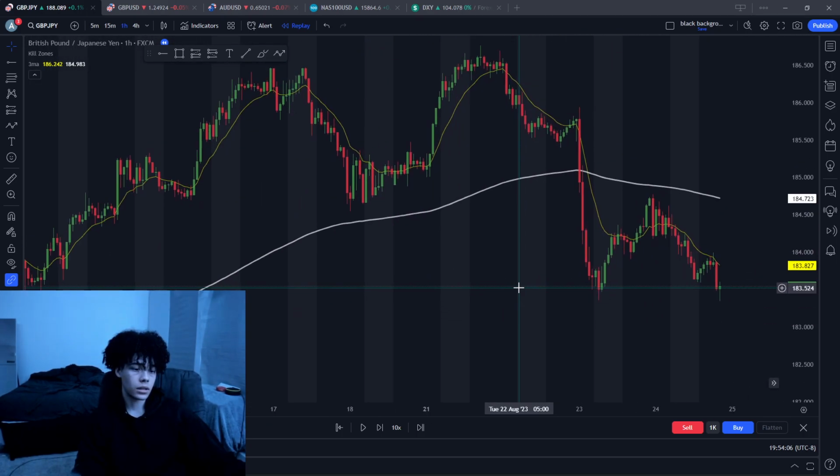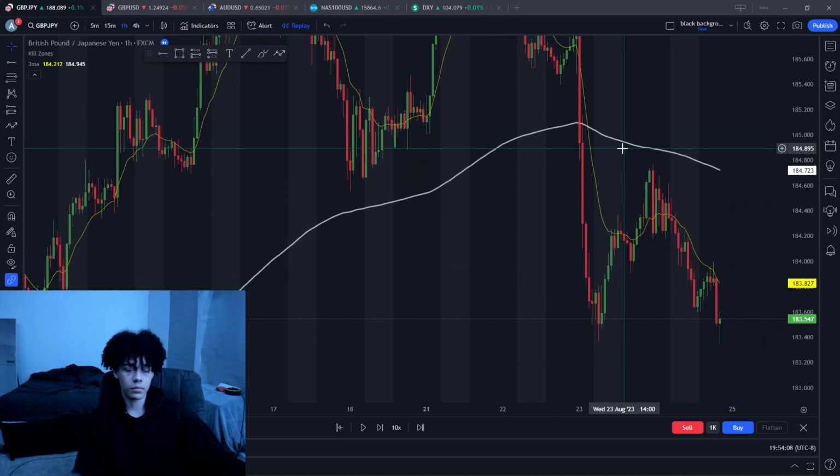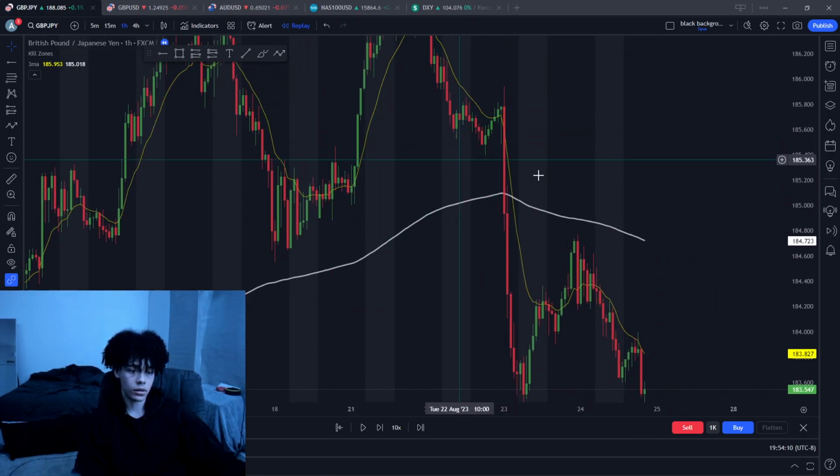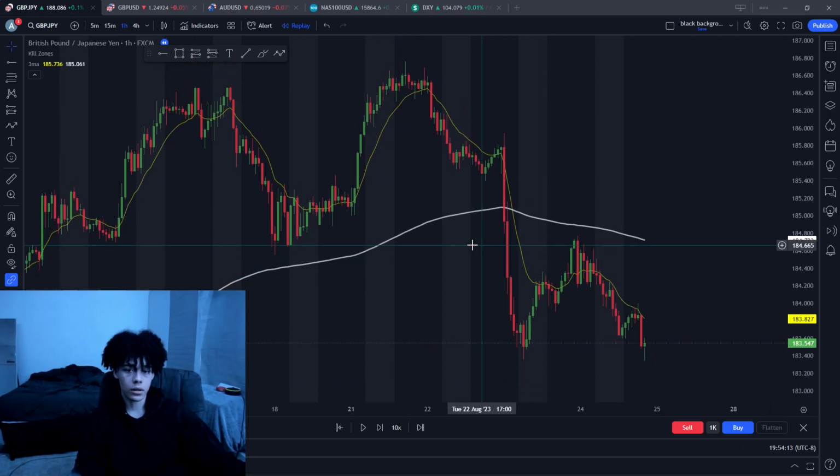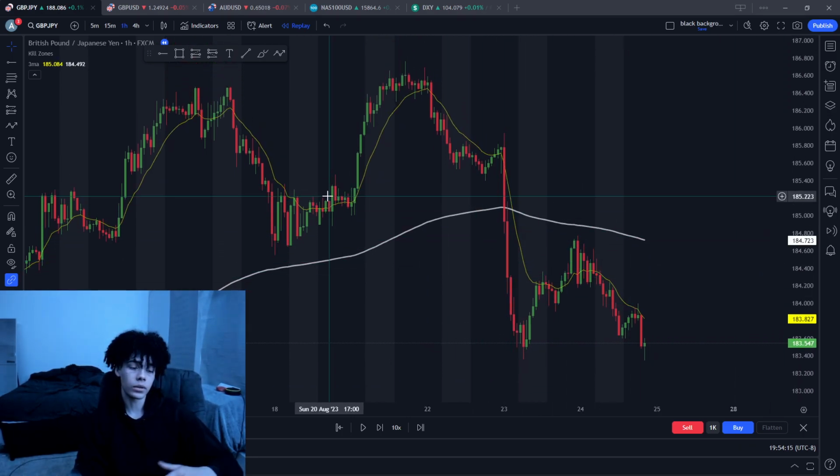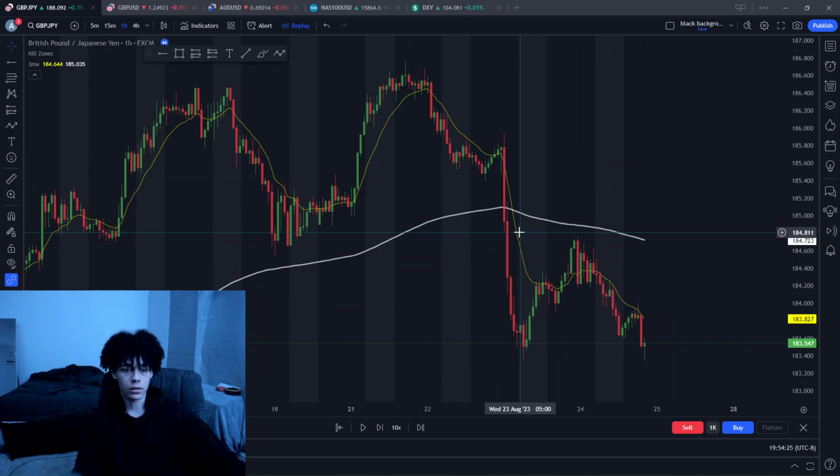So let's just look at basic market structure. Let's just look at the actual market right now. So when I come to the market, I'm also going to break down some trades if we see a setup. I don't know, but hopefully we do. If I see a setup, I'm going to break it down and explain why I got in, why I thought it was a good time to buy or sell.